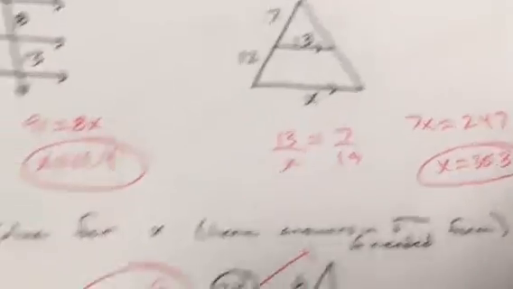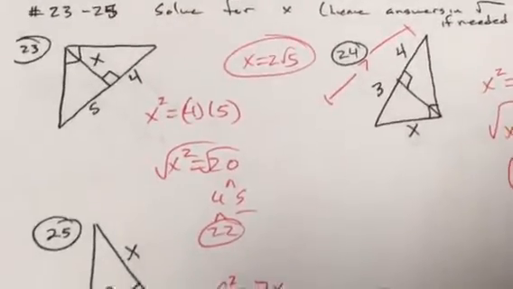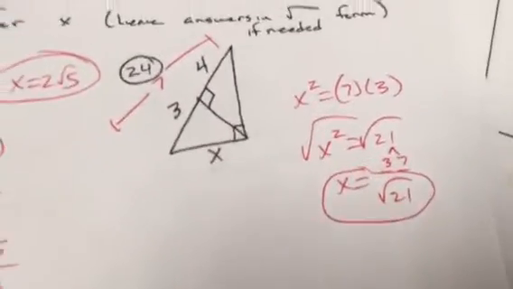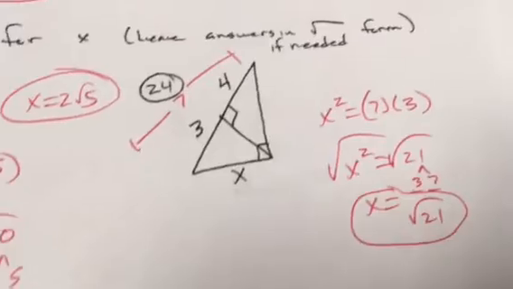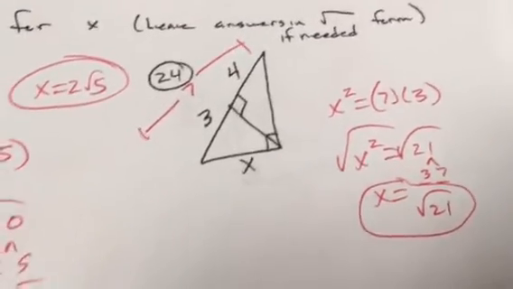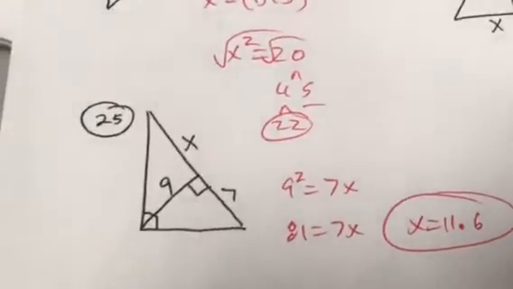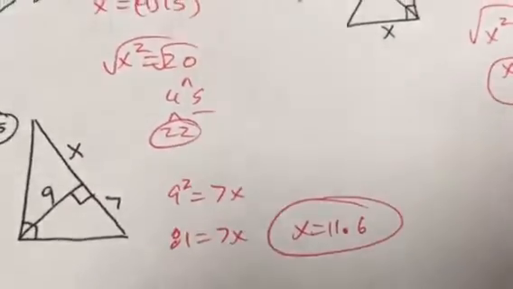22, 13 over x, little base over big base equals little left side over big right, or big left side. This is where you have height squared is one part of the hypotenuse times the other on 23. 24, leg squared equals the whole hypotenuse times the part of the hypotenuse it touches. Those are the two formulas you're going to have memorized for tomorrow. Height squared is one part of the hypotenuse times the other. Don't have to take the square root there.